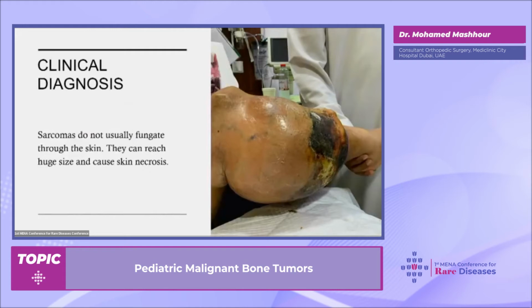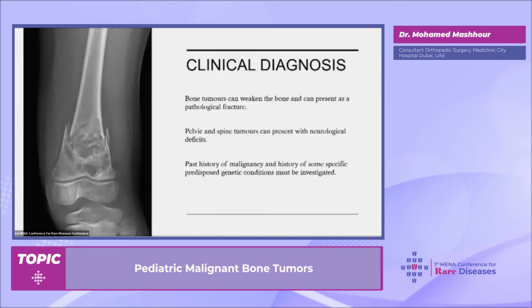This is a devastating case where this young girl, 15 years old, unfortunately passed away. She had a severe form of non-responsive osteosarcoma. And one of the things that we need to understand is that sarcomas do not fungate. The necrosis we can see on the skin is pressure and ischemia, pressure sores from the immense size of the tumor, and this is when chemotherapy is not responding.